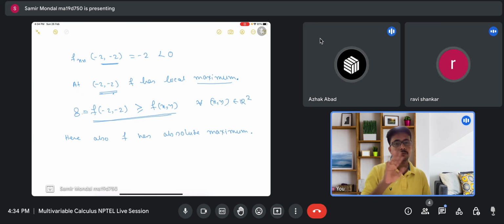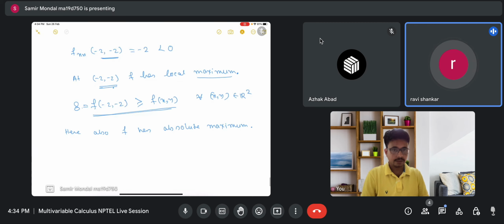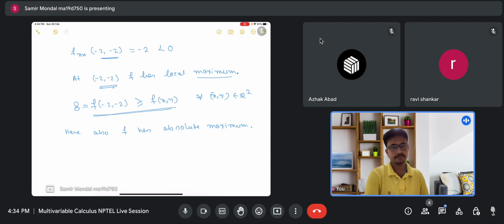In R2, yes sir, understood, no boundary point is there. If the domain has only one element, the local maximum and the absolute maximum will be the same. Yes, I agree.